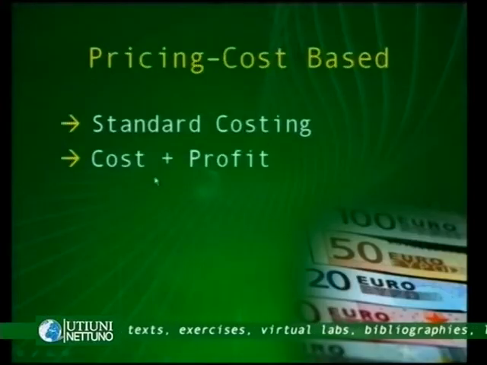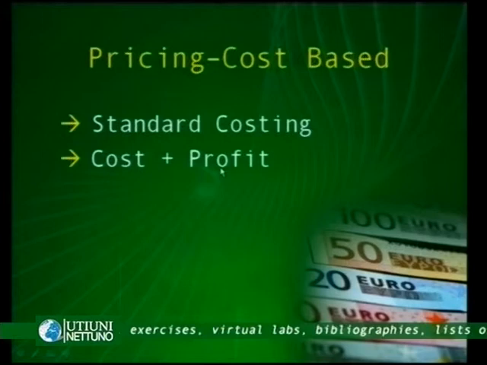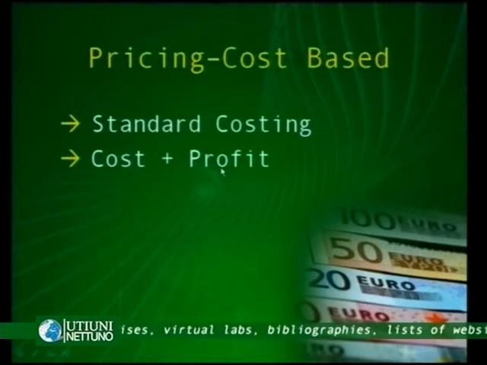The second one then is cost plus profit. So you work out your costs and you say, I want to try and get a 10% profit. So if your costs are $100, your price is then $110. And that's cost plus profit.